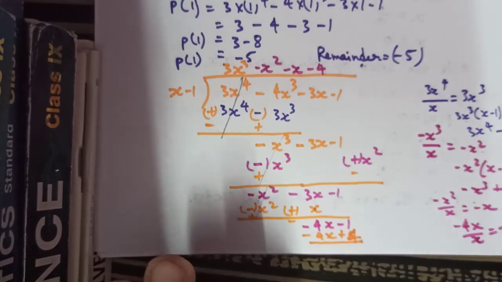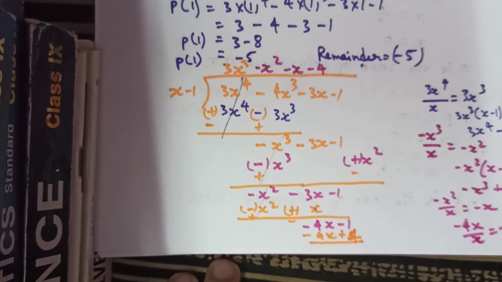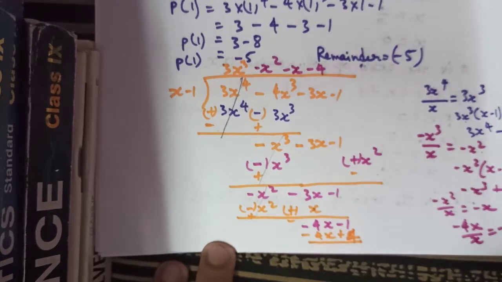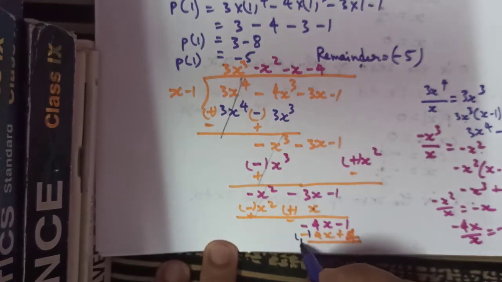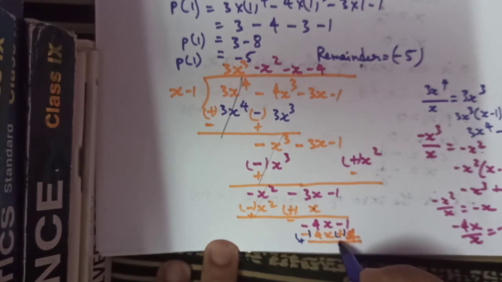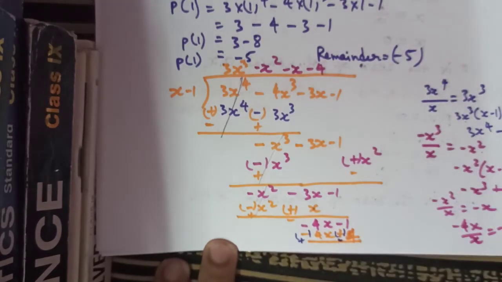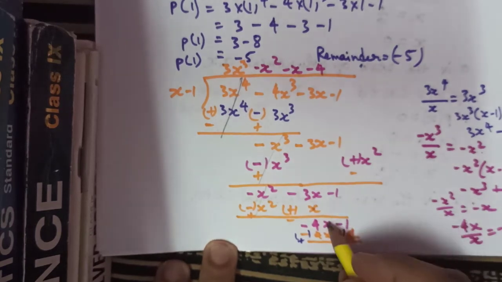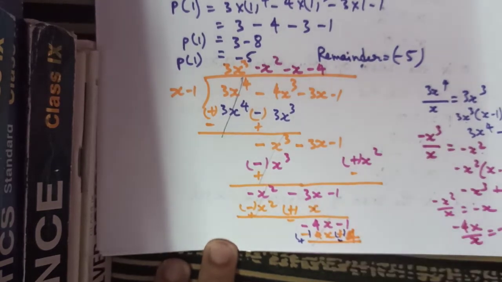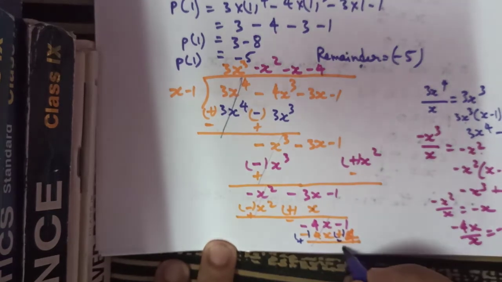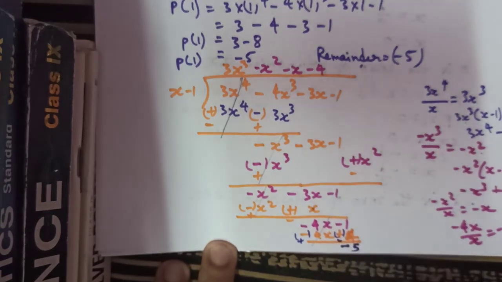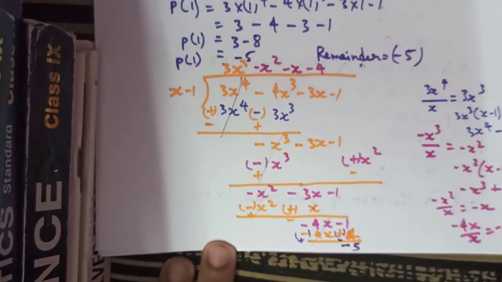So again there will be a change of sign. So minus 4x becomes plus 4x, and this plus 4 becomes minus 4. So this will cancel out, minus 4x plus 4x cancel out, and here minus 1 and minus 4, we get the remainder as minus 5. So this is the same remainder as we are getting in the above case.